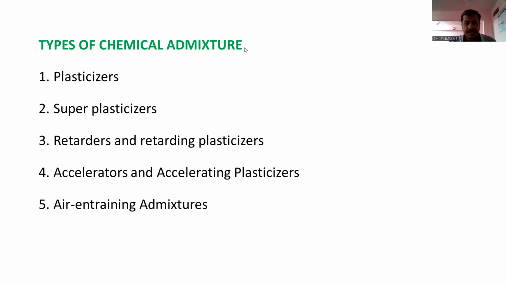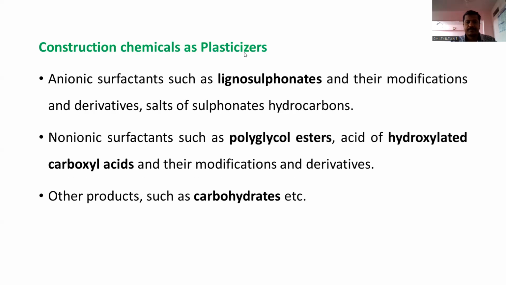Okay. Next one, retarders and retarding plasticizers. Basically, these are used to reduce the rate of heat of hydration. Retarders. Accelerators, these are used to increase the rate of heat of hydration in case of cold regions. Retarders we can use in case of hot tropical regions. Okay, and air entraining agents, these are used to improve the workability of a given concrete. Okay, some of the plasticizers are being mentioned.